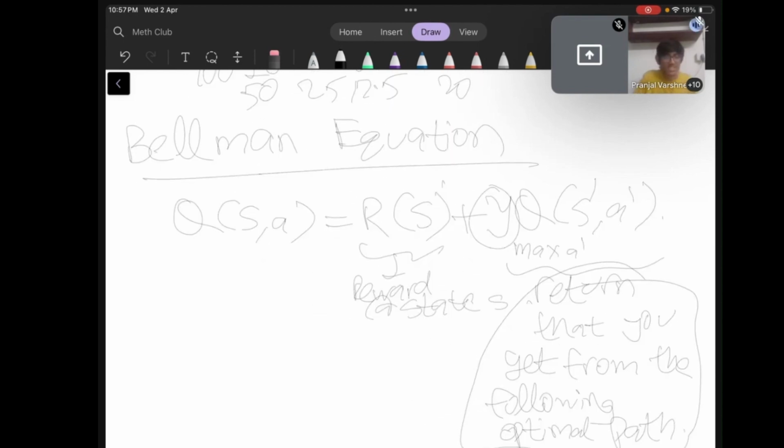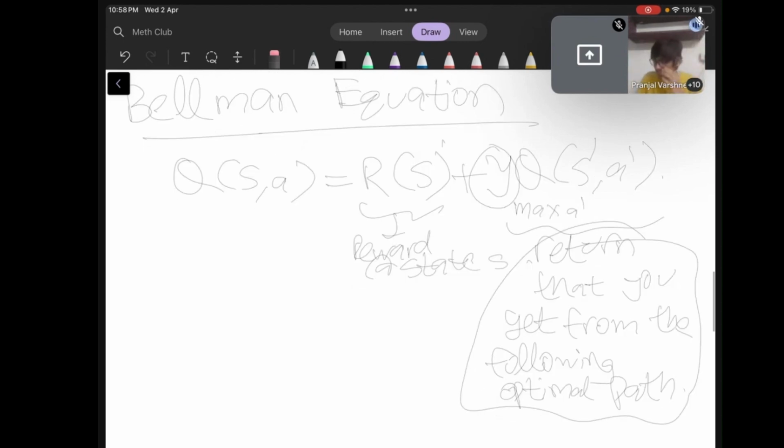Is this clear? Bellman's equation. From the definition, it is very intuitive, right? The return that you get when you start at state S and you take an action A is basically the sum of the reward that you get at state S and the return that you get by following the optimal path, which is the maximum of the function for all the actions A dash which you will take when you reach state S dash, the next state, right? Yeah, S dash is the next state. Okay, so I hope that's clear.